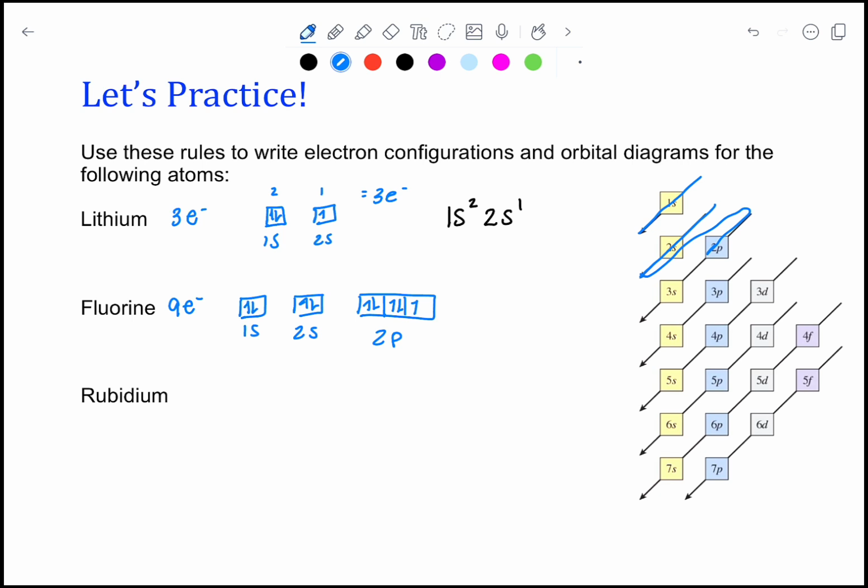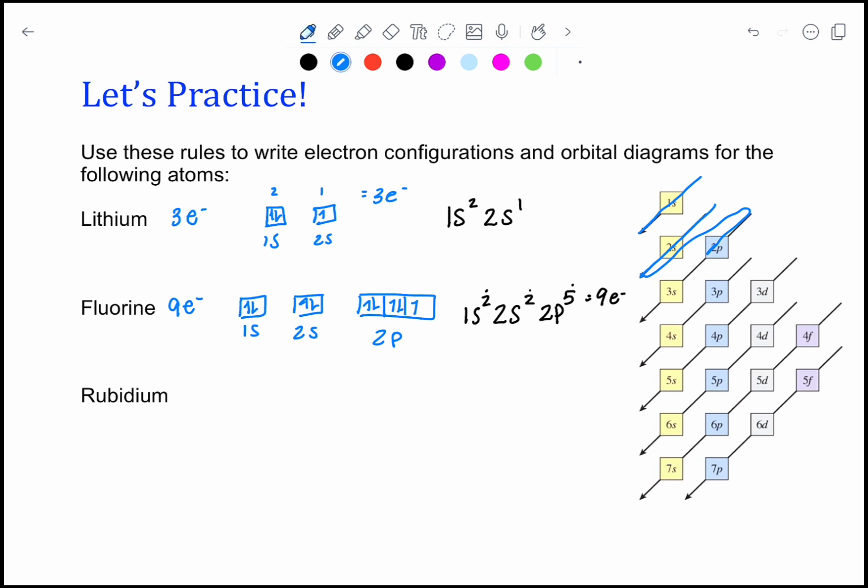And this is why following Hund's rule is very important, because we want to show that we first maximized our spin before we paired them up. Okay. So our electron configuration then becomes 1s2, 2s2, 2p5. And again, if we add up our superscripts, 5 plus 2 plus 2 equals 9. 9 electrons in fluorine.